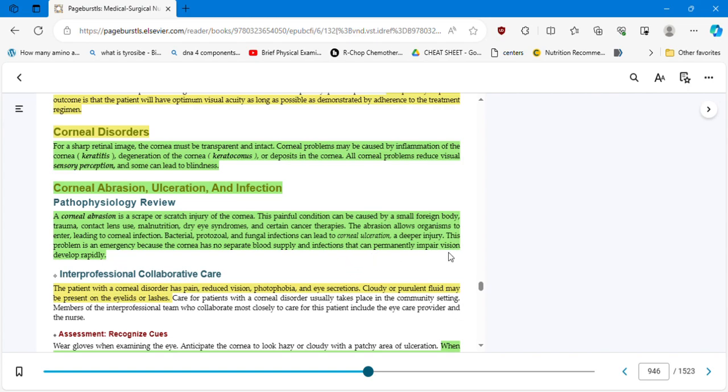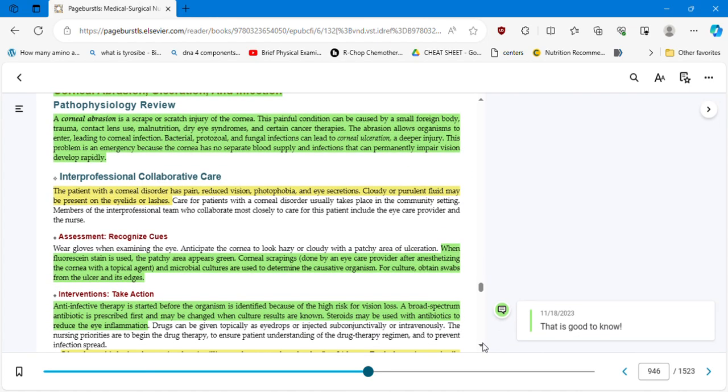The abrasion allows organisms to enter, leading to corneal infection. Bacterial, protozoal, and fungal infections can lead to corneal ulceration, a deeper injury. This problem is an emergency because the cornea has no separate blood supply, and infection that can permanently impair vision develops rapidly.